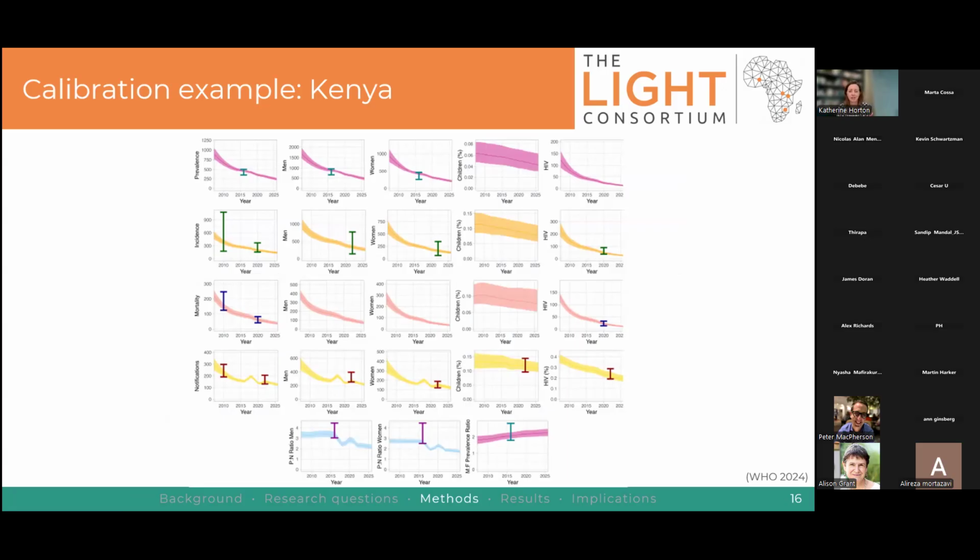I won't show all 4 countries just in the interest of not being too repetitive with the slides that I show you, but this is an example from Kenya. You'll see prevalence in the top row, then incidence, mortality, and notifications, and some ratios at the bottom, prevalence to notification ratios for men and women, and prevalence ratios, male to female prevalence ratios. And then the columns show overall values, men, women, children, and HIV positive individuals.